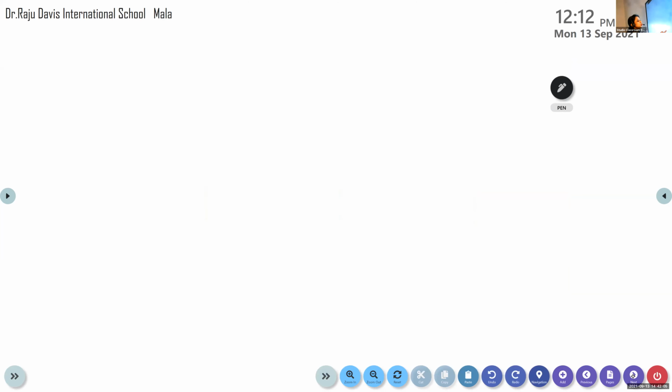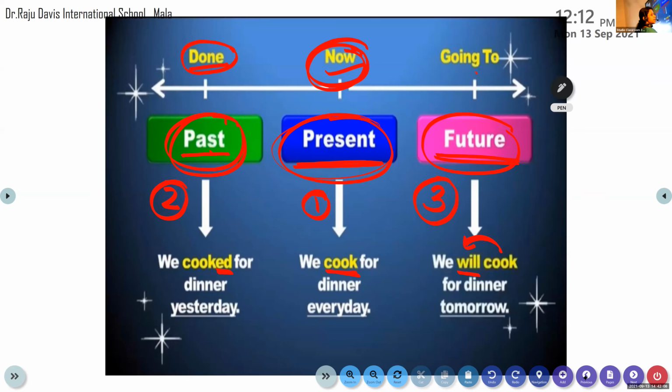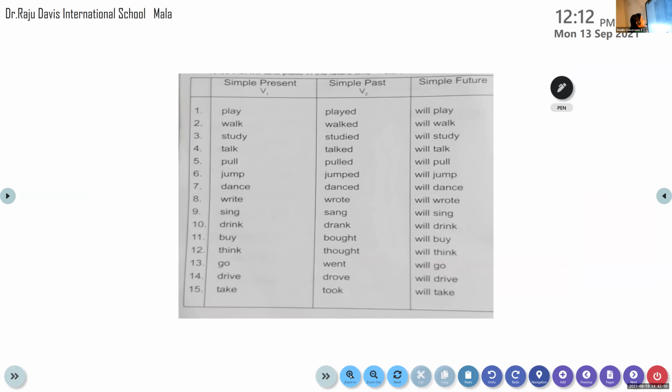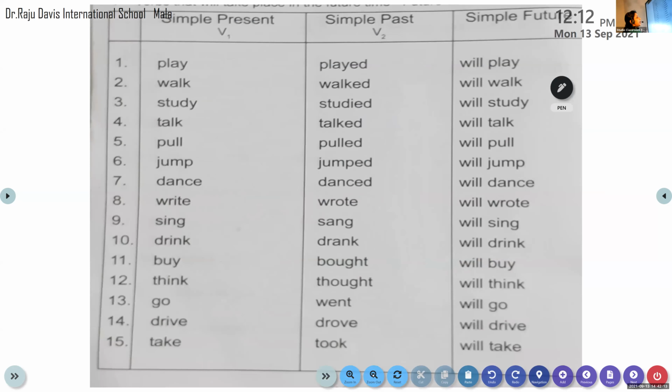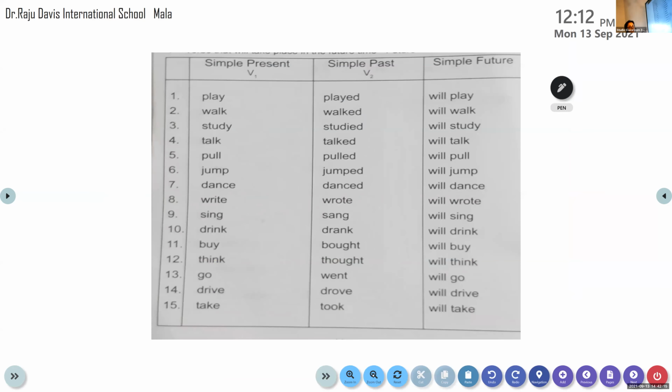Now let's move on to the exercise. It's not an exercise. We have to learn this table well. This table is there in your workbook, page number 16. All of you please open to page number 16. We know that there are three tenses: present tense, past tense, and future tense. Present tense is the base form. It tells us what is happening now.